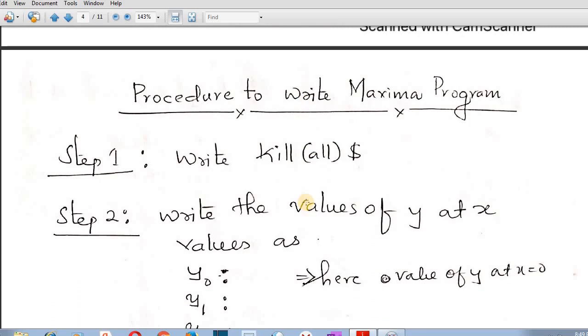Okay, what is the procedure to write the Maxima program? First of all we have to write kill(all) and this dollar symbol. What is kill(all)? Kill(all) means it will erase all the earlier remembered data or earlier program data from the screen. So kill(all) dollar symbol will be used at the initial step of the Maxima program.